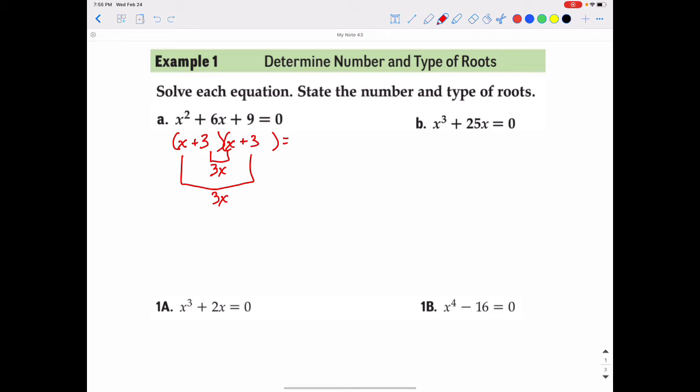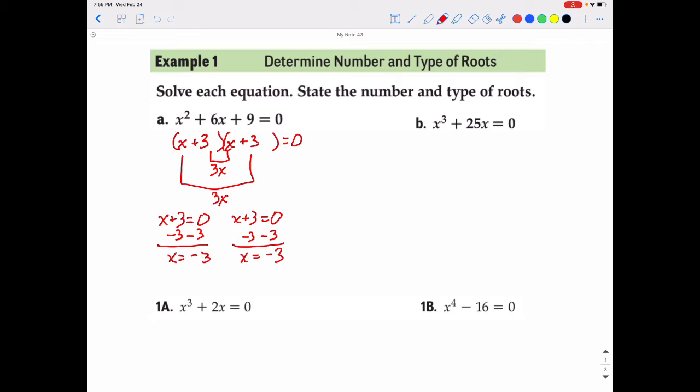So then we would set each set of parentheses equal to 0. So you have x plus 3 equal to 0, and another x plus 3 equal to 0. And when you solve both of those, they're both going to generate the same solution of x equals negative 3. But remember what I said, that even though we're going to get 2 generated solutions, sometimes the solutions repeat themselves.